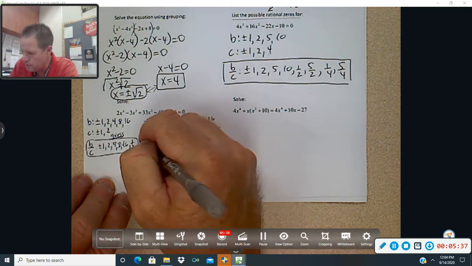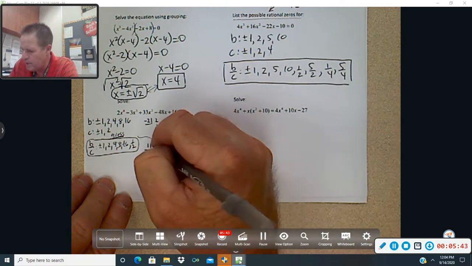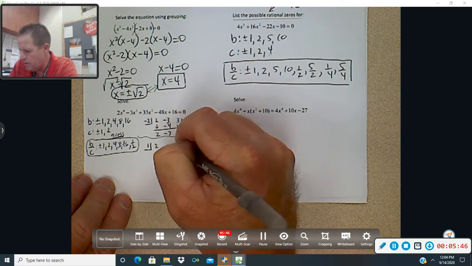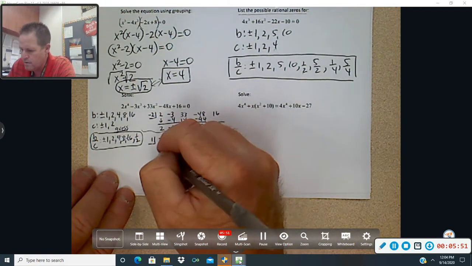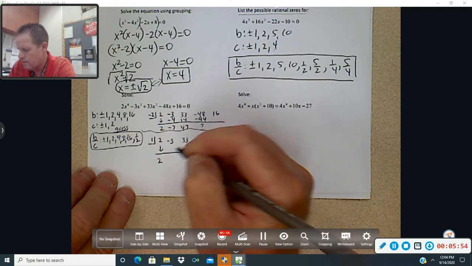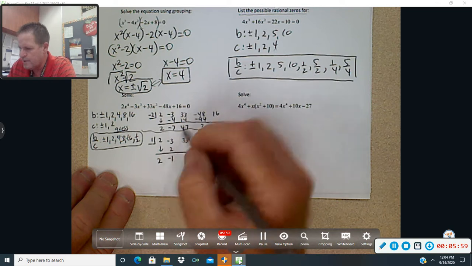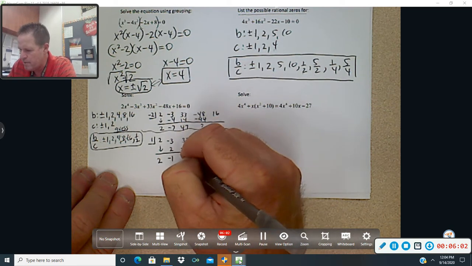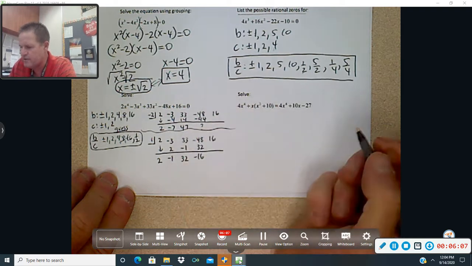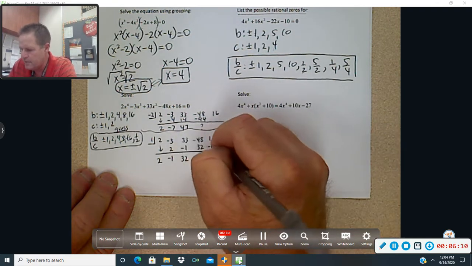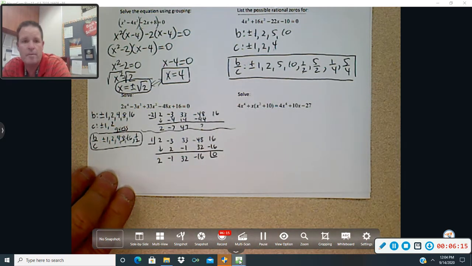I know that 1 works, so let's try that now. So for 1, we're going to have 2, negative 3, 33, negative 48, and 16. We'll bring down our 2. 1 times 2 is 2, adds to be negative 1. 1 times negative 1 is negative 1, adds to be 32. 1 times 32 is 32, and that's negative 16. 1 times negative 16 is negative 16, and gives me a remainder of 0. Okay, remember, that's what you're looking for.